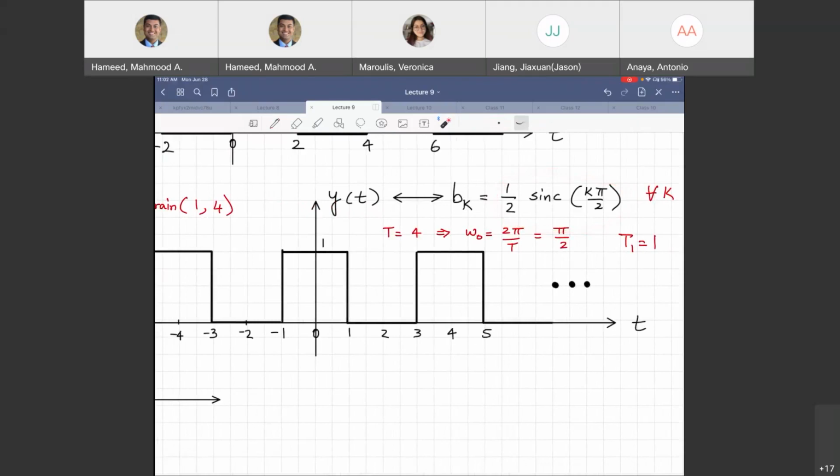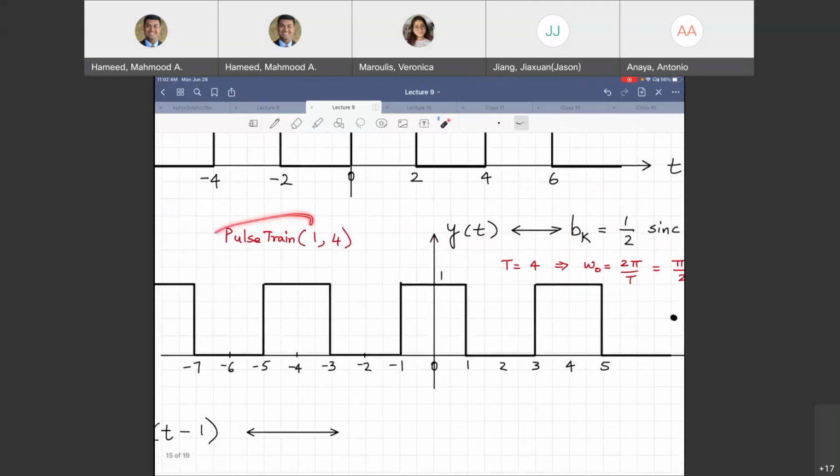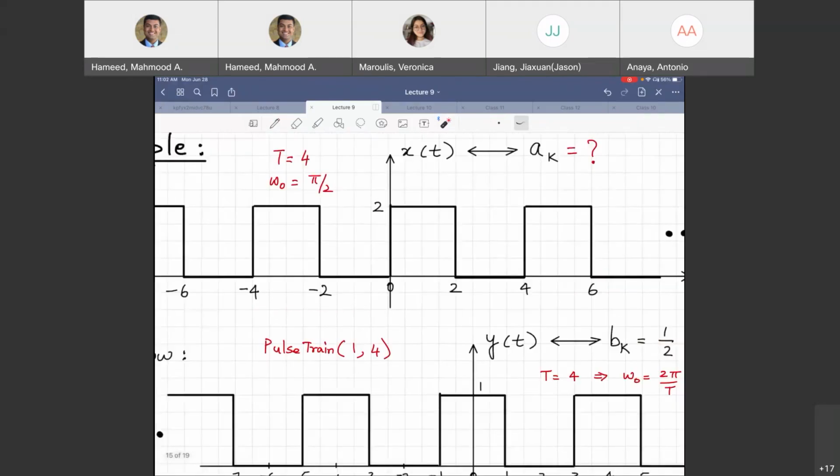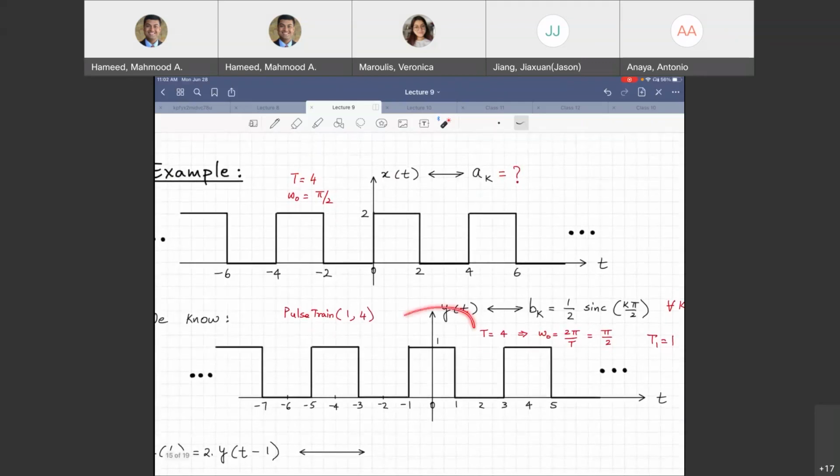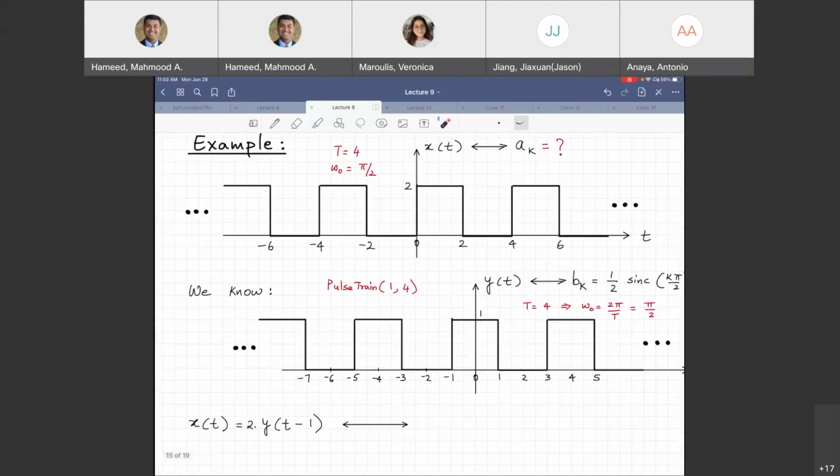We have seen this a few times now already. Capital T is 4, omega naught is pi over 2, T1 is 1. So you know it's pulse train 1. So we know this, we want this, right? So how do you go from this to this? Your goal is to express x of t in terms of y of t. Change in amplitude from 1 to 2, so you need a 2 there.